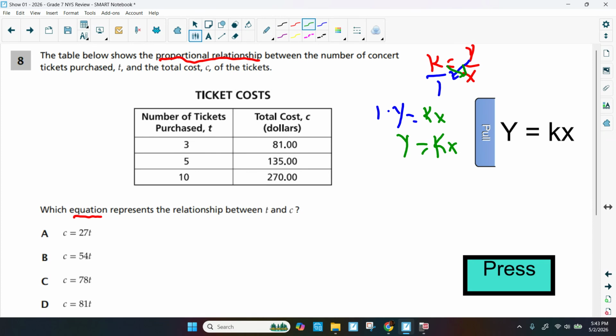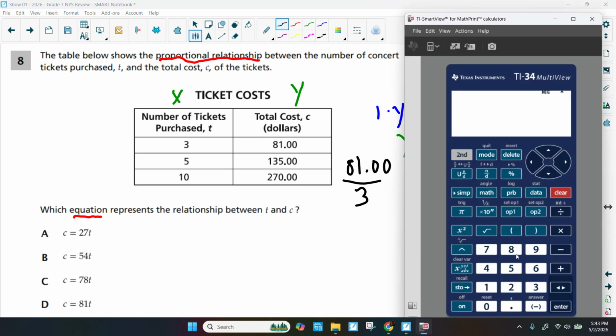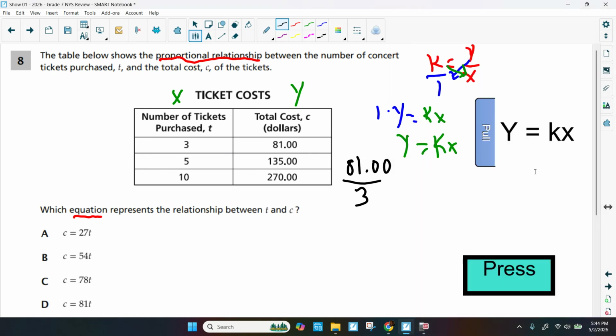So let me do what we did for the first question, put my little x and y there, and let's take 81 and divide by 3. And I have my calculator to help me out, so let me put it to use. 81 divided by 3. And that gives me 27. So my constant of proportionality is $27. So that's my K.